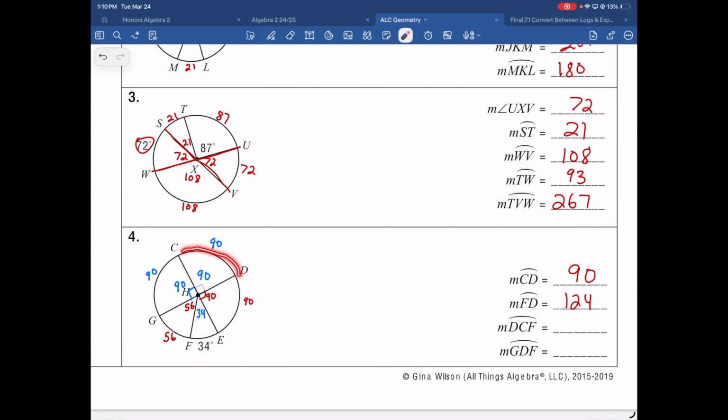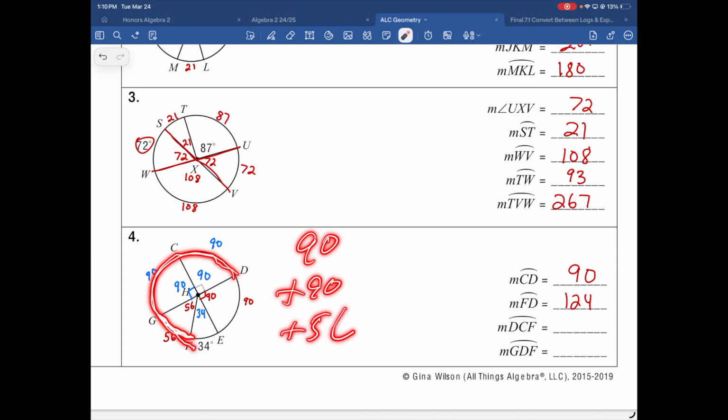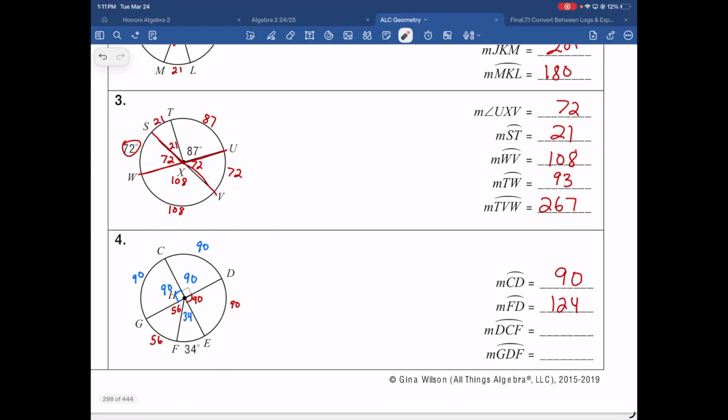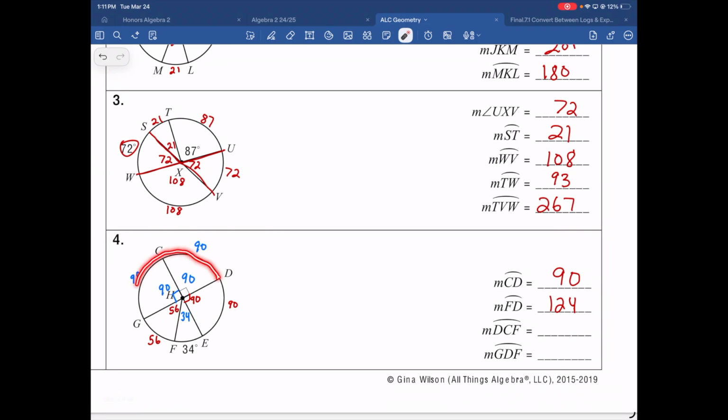DCF, there's D, there's C, there's F. 270. There's 90, 90. What's this one right here? That's 56, right? So it's 90 plus 90 plus 56. Is this 56? So am I doing it right? DCF, so that's 236.